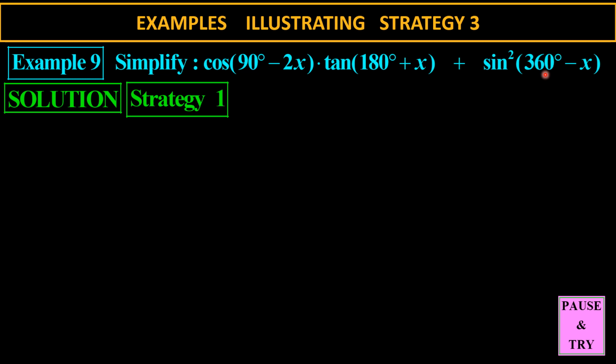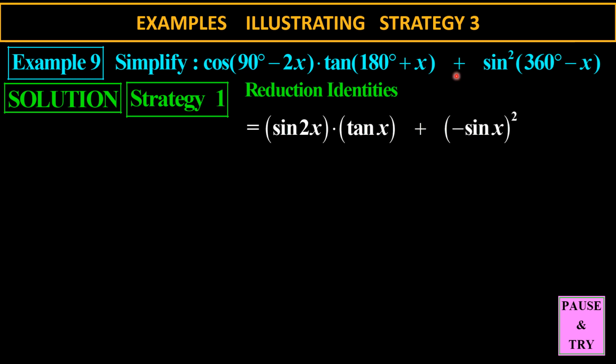reduction formulas there. Cos of 90 becomes sine of 2x. Tan of 180 plus x is tan of x. Sine of 360 minus x, that's in the fourth quadrant, so it's negative sine of x squared. Okay. Again, I try strategy 1, and I notice there's no like terms and there's no common factor. I can't even use strategy 2. There's no common factor, so I have to use an identity.